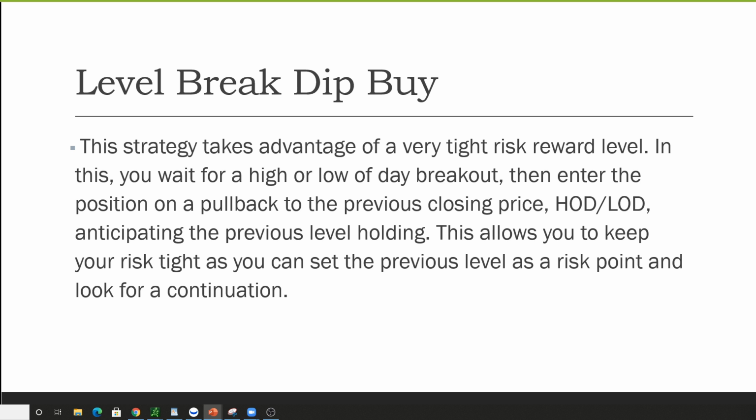And like this says here, this strategy takes advantage of a very tight risk reward level. In this, you wait for a high or low of the day breakout, and then you enter the position on a pullback to the previous closing price or the previous high of the day, low of the day, anticipating the previous level holding. This allows you to keep your risk tight, as you can set the previous level as a risk point and look for a continuation. Now, I know that's probably really confusing sounding, but it's going to make a little bit more sense if we can go over actual examples of this.